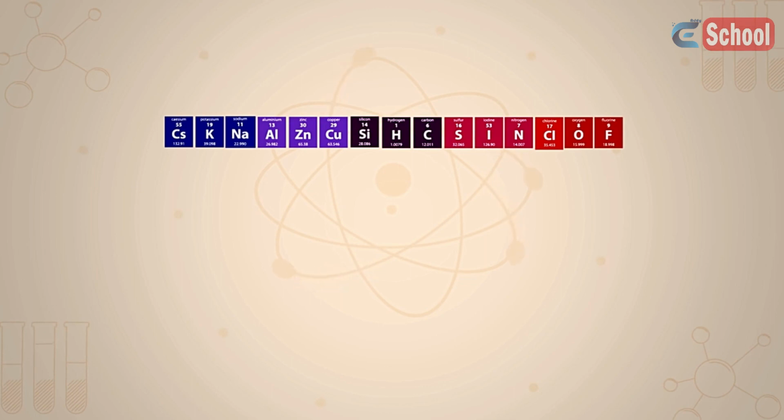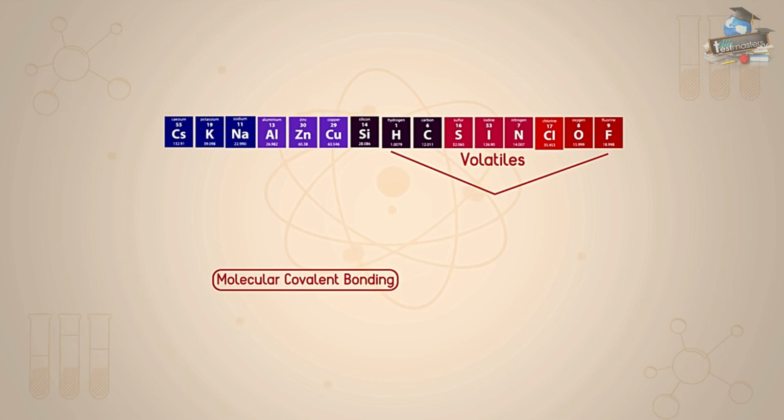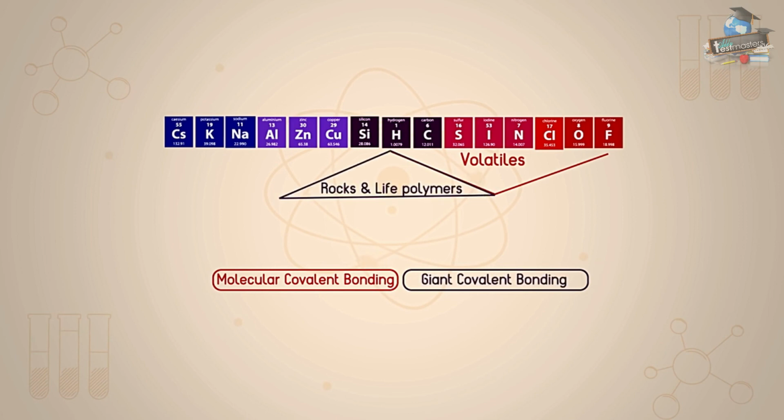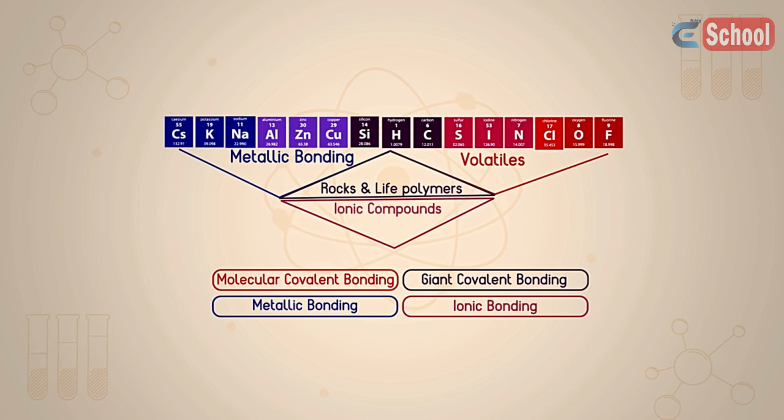Non-metallic elements will tend to form self-contained small molecules, giving rise to volatile solids, liquids, and all gases. That's molecular covalent bonding. Compounds of carbon and silicon will give rise to brittle rock-like or polymerized giant structures, giant covalent bonding. Metallic elements will bond together to form metallic structures with loose electrons, metallic bonding. And if a metal bonds with a non-metal, we get ionic compounds with properties totally different from their elements, ionic bonding.